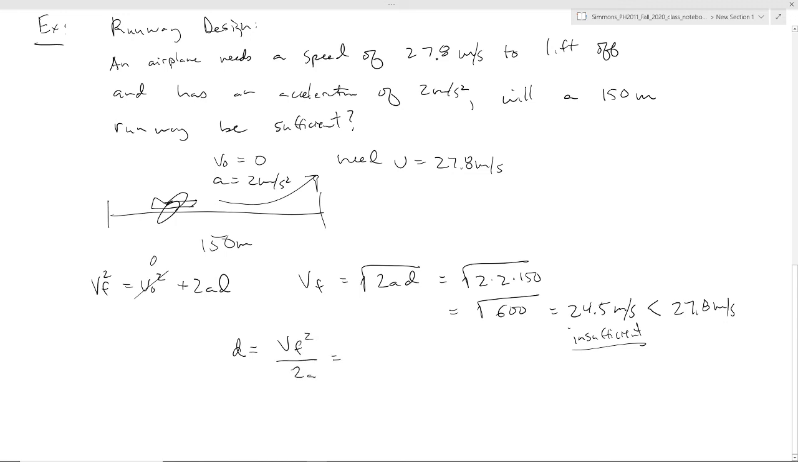We can put these values in here. So this will be 27.8 squared over 2 times 2. We put this in, we get 193 meters. So notice 193 is greater than 150. Insufficient. Too short.